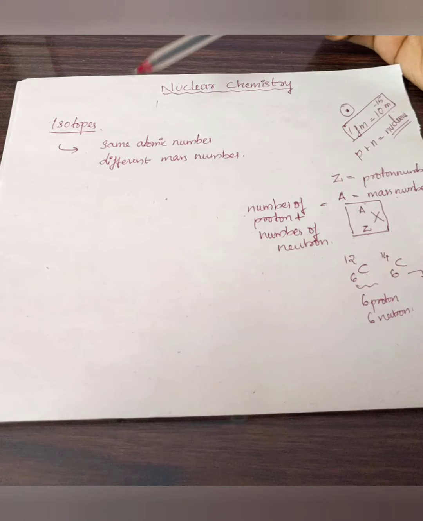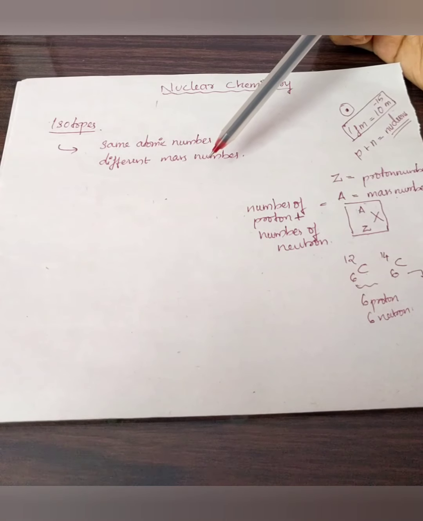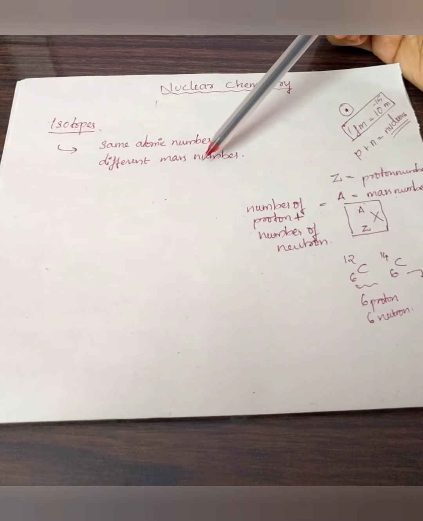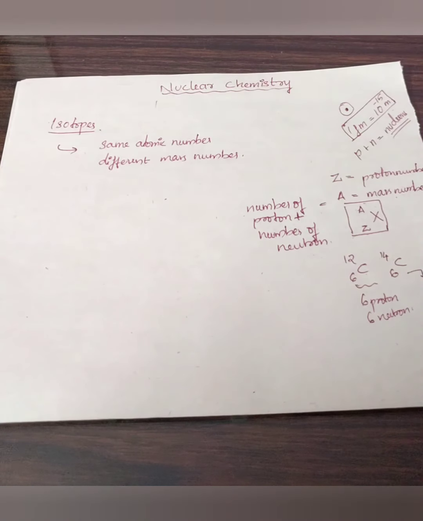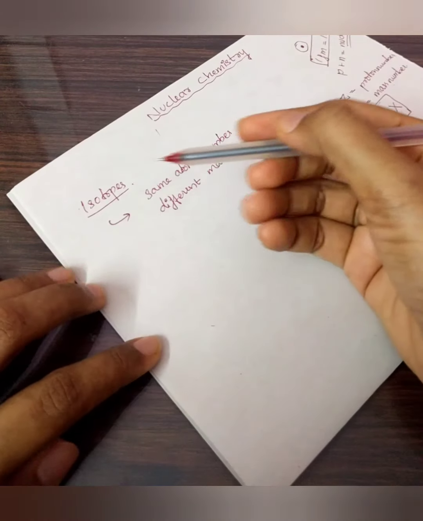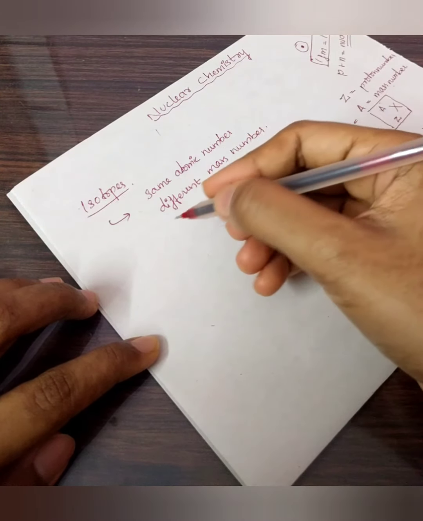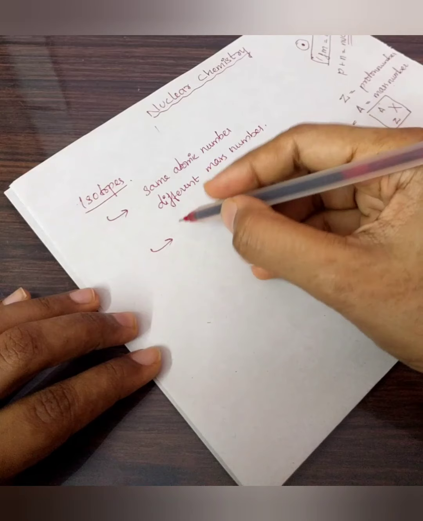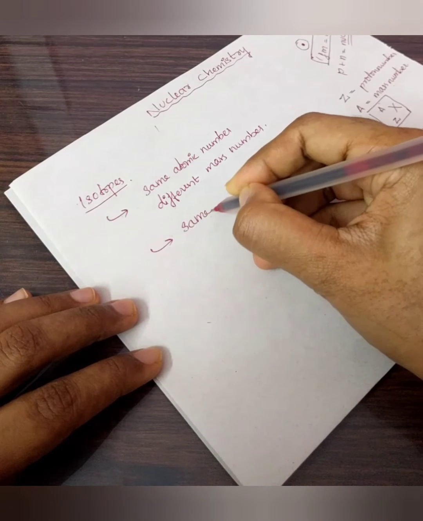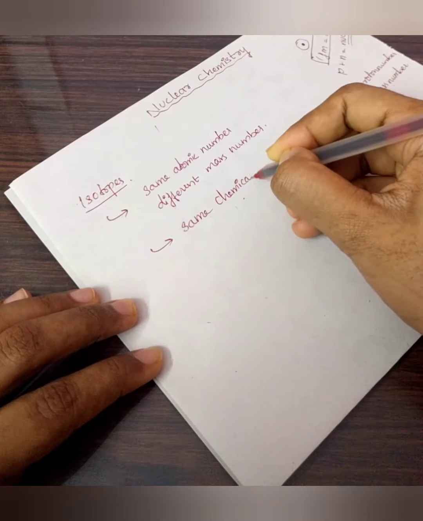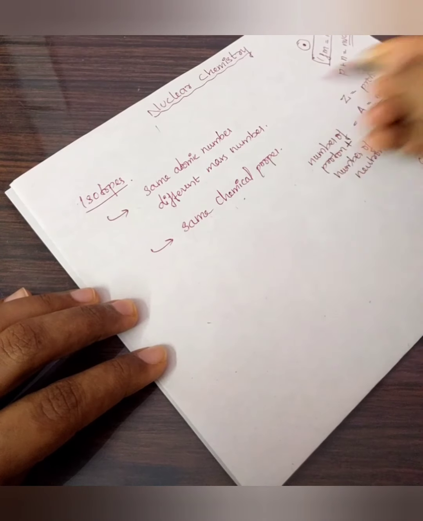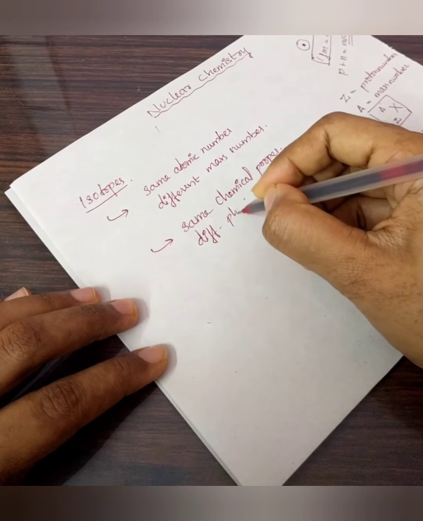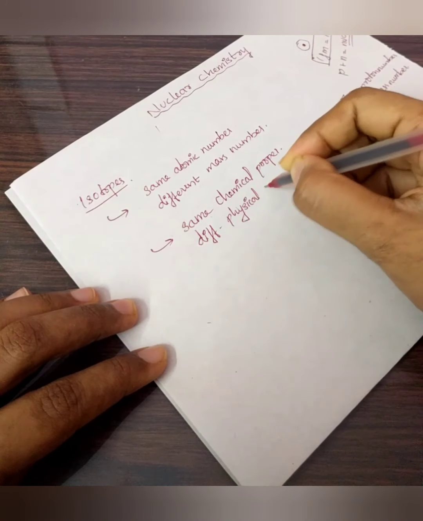Since they differ in their mass number, there will be different physical properties and rates of reaction, because mass number depends upon the number of neutrons. As a result, isotopes are substances which have the same chemical properties but different physical properties. So if two elements are isotopes of each other, they will have the same chemical properties and different physical properties.